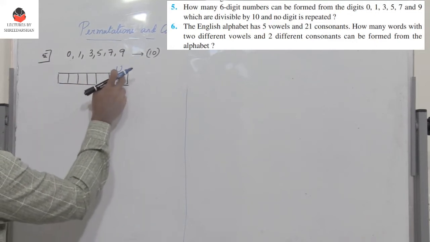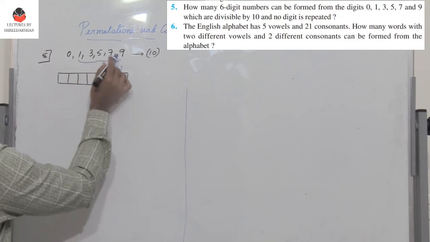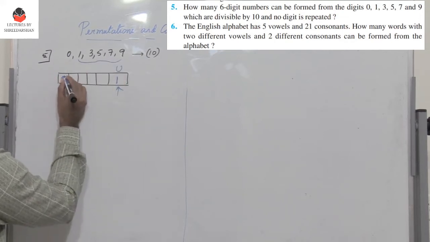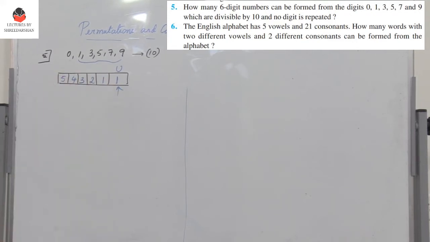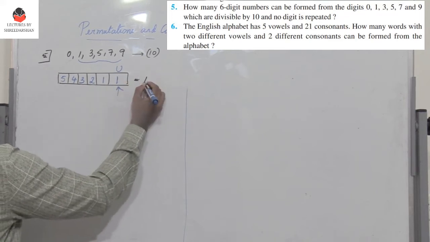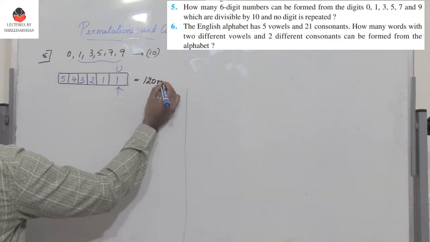So I choose 0 here, and then you have remaining 5 numbers. So you have 5, 4 ways, 3, 2 and 1, right? So therefore this becomes 5 factorial, which is 120 numbers.